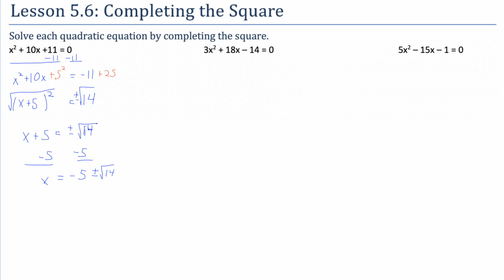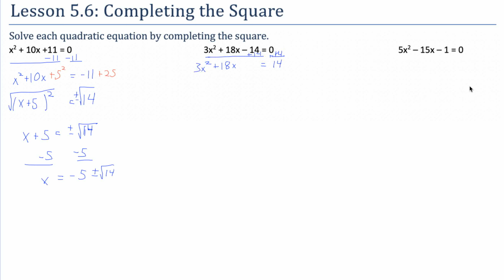All right, these next two have a little bit of a different twist to them. The first step still is to get the terms with x on one side and the constant on the other, so we would add 14 to both sides. Squeeze that in there. So we have a 14 here. Now this one's different. I mentioned this in the last one. This has a 3 here. We don't want a 3, we want a 1.